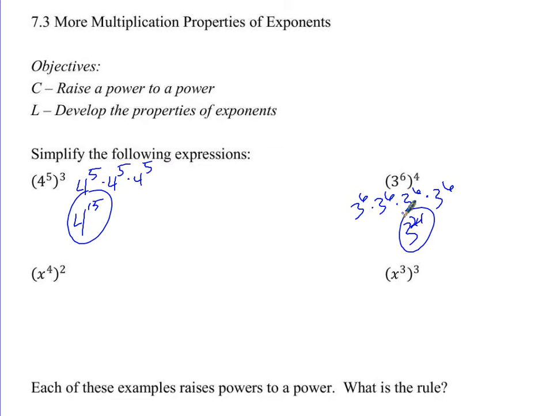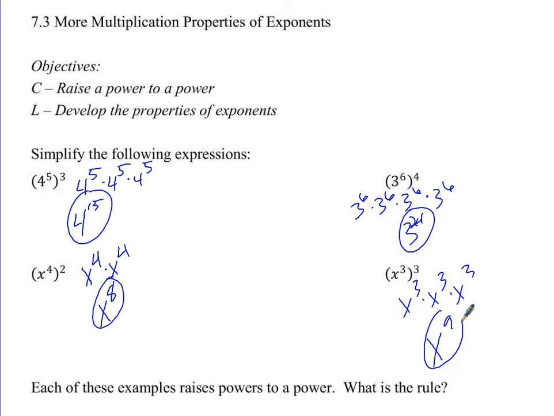How about x to the 4th squared? What should I write? Good. And that gives me x to the 8th. And how about this last one? X to the 3rd 3 times. X to the 3rd times x to the 3rd times x to the 3rd. We add the exponents and we get x to the 9th.